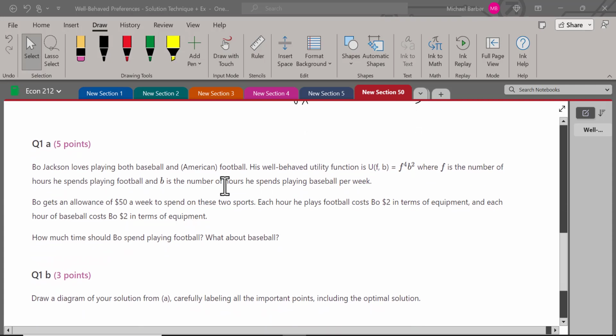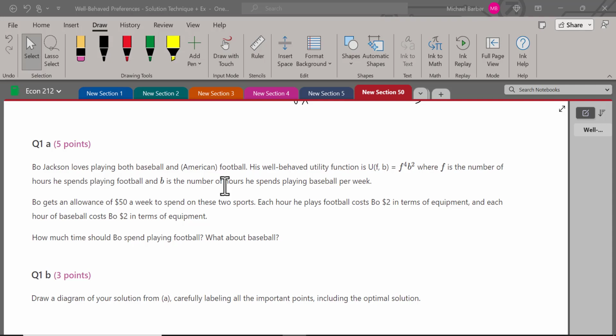So this is one we saw in class. Bo Jackson loves playing both baseball and American football. His preferences are well-behaved, there you go. It's telling you the solution technique you should use. His utility is F to the 4, B to the 2, where F is the amount of hours he spends playing football and B is the number of hours he spends playing baseball. He gets an allowance of $50 a week, so that's his budget. The quote-unquote price of football is $2 and the price of baseball is $2 in terms of the use of equipment. And how much time should he be spending playing football and what about baseball?